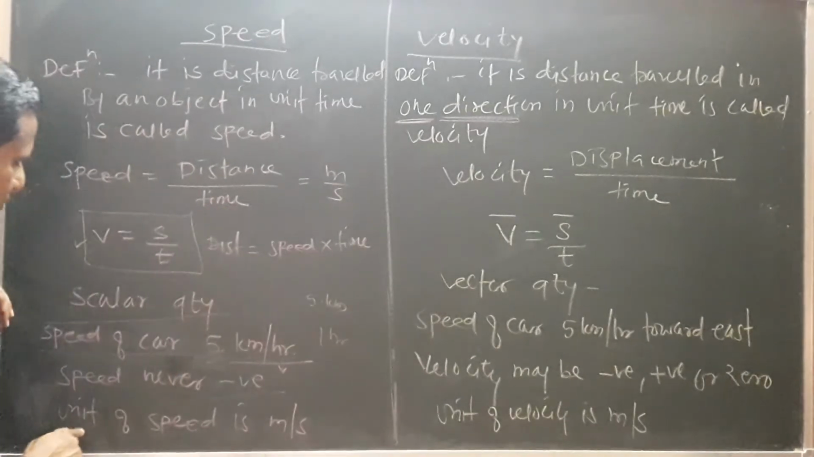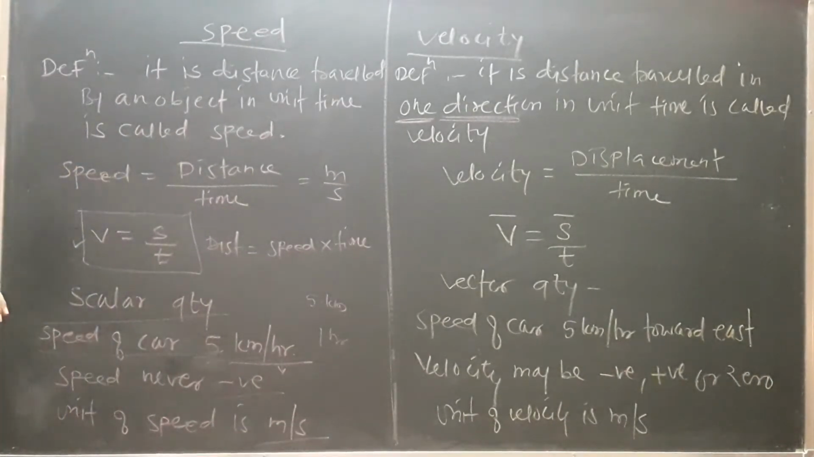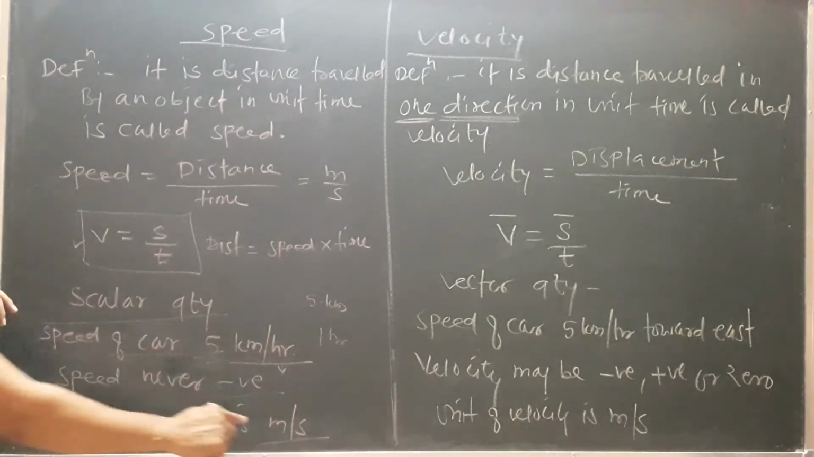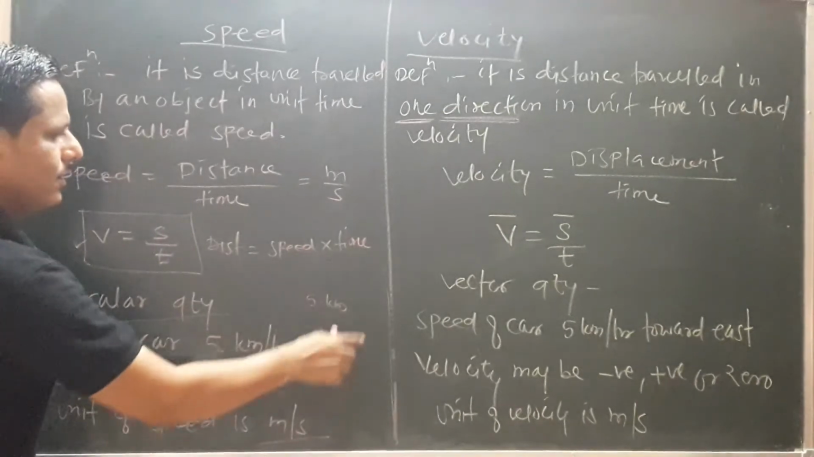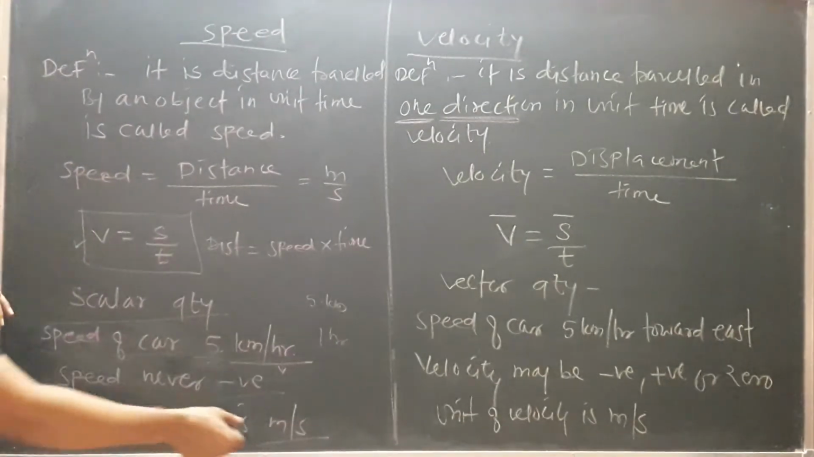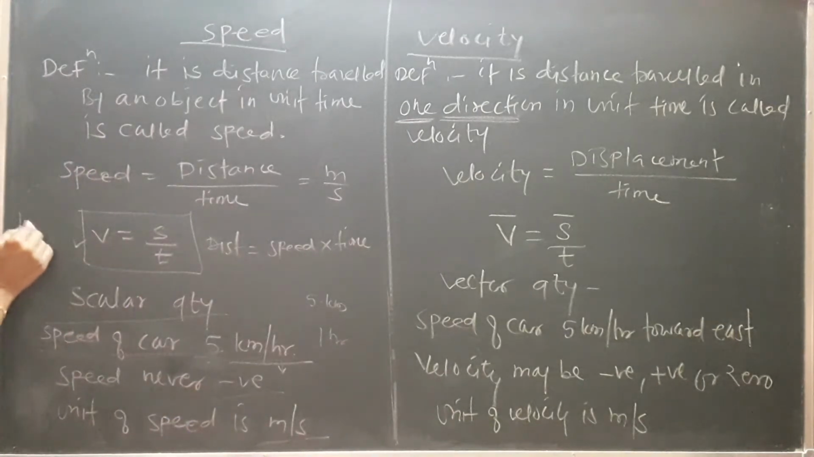The last point is the unit of speed, which is measured in meter per second. That is the basic unit, meter per second. Though I have mentioned kilometer per hour here, that is a longer measurement; the basic unit is meter per second. Suppose I say that my speed is 10 meter per second. What is the meaning of that? Within 1 second I completed 10 meter distance.